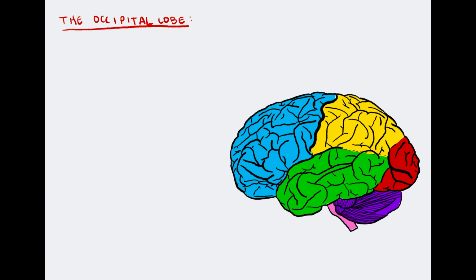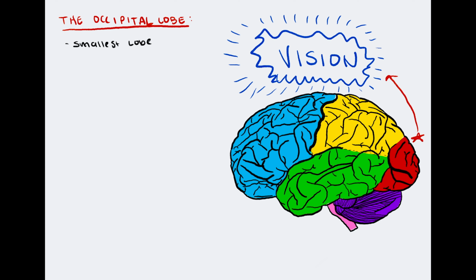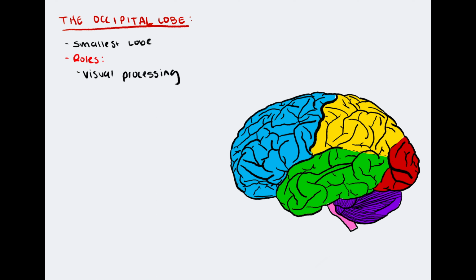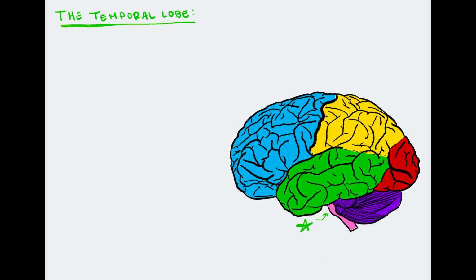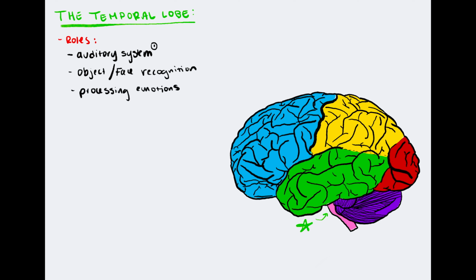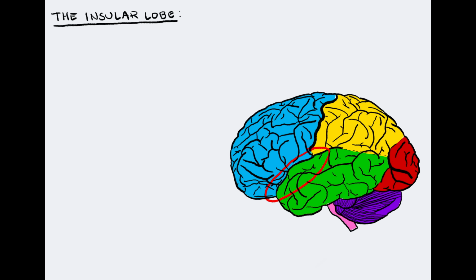Anterior to the parietal lobe is the occipital lobe, the smallest lobe in the cortex. When you think occipital lobe, think vision. The primary role of the occipital lobe is visual processing, containing both the primary and association visual cortex. Speaking of sensory systems, that leads us to the next division of the cortex, the temporal lobe. The temporal lobe is located on the left and right sides of the brain. The most prominent role of this area has to do with the auditory system. That being said, the temporal lobe is also involved in other essential functions, such as object and face recognition, processing emotions, memory, and language.